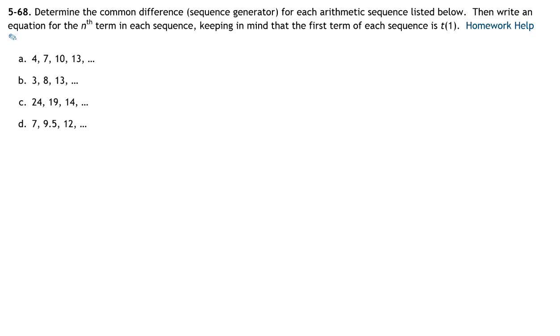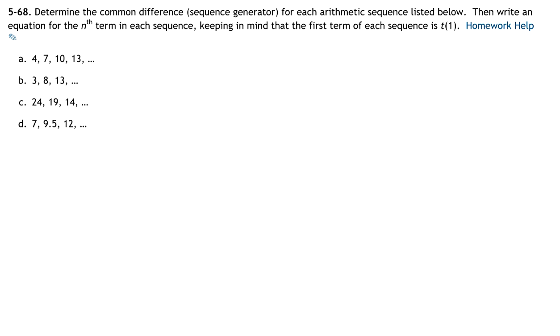Determine the common difference, which is the sequence generator for each arithmetic sequence listed below. Then write the equation for the nth term for each sequence. Keep in mind the first term of each sequence is t at 1.